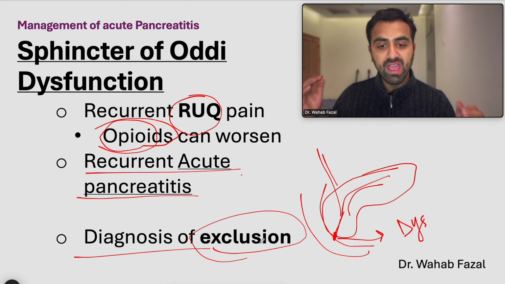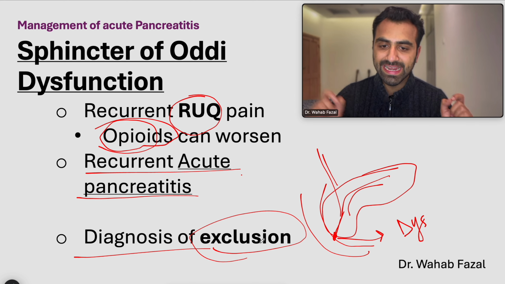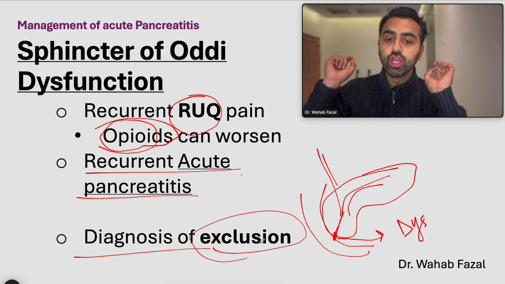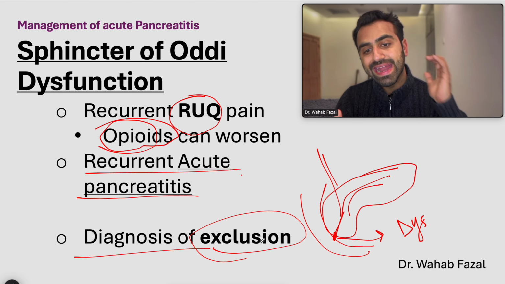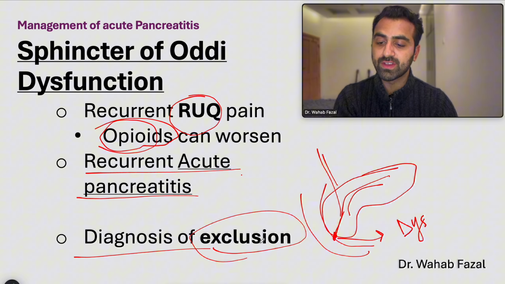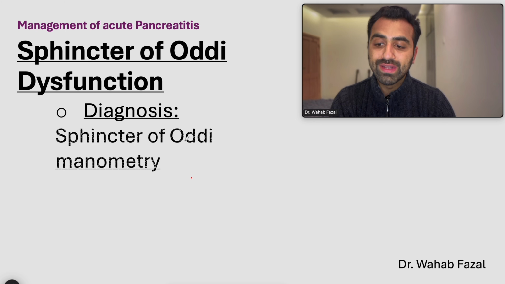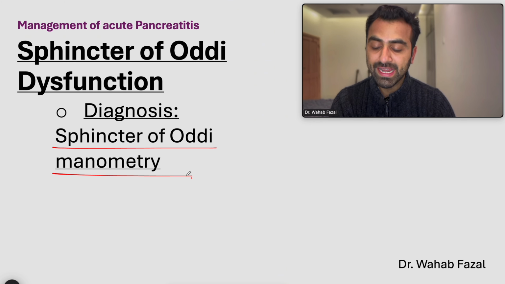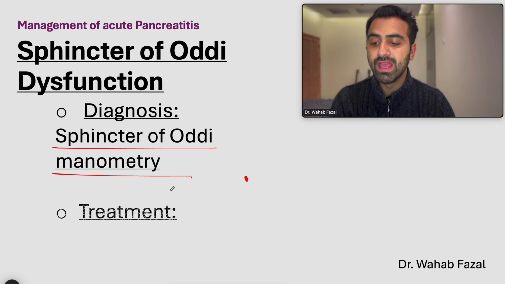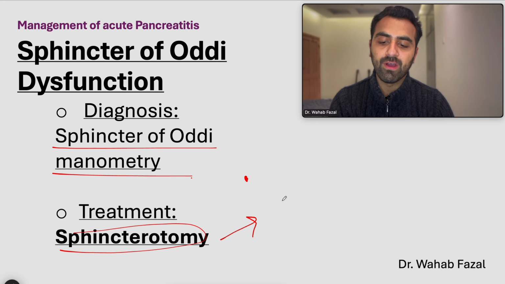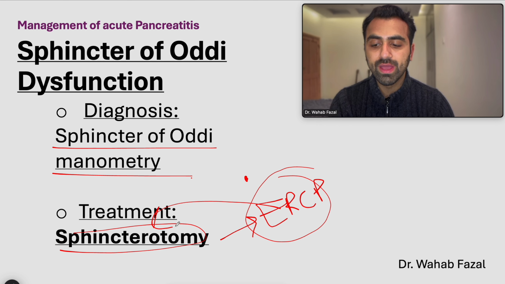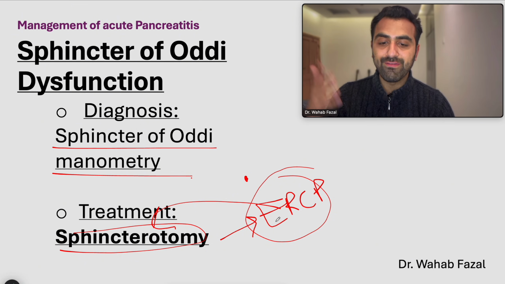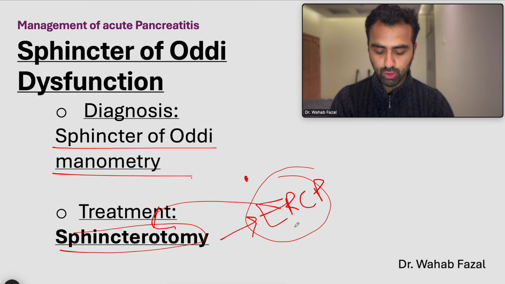This is a diagnosis of exclusion. If someone is getting recurrent acute pancreatitis, you can't just directly say that it is sphincter of Oddi dysfunction. You want to make sure that there's nothing else wrong in the I GET SMASHED causes that we talked about. So this is the diagnosis of exclusion. And then how do you diagnose it? You diagnose it on the basis of sphincter of Oddi manometry. And if you find out that this patient has dysfunctional contraction and relaxation of the sphincter of Oddi, you want to do a sphincterotomy with ERCP, endoscopic retrograde cholangiopancreatography. You want to go in and do a sphincterotomy. This is just an optional thing. I've added it here for the sake of completeness. Not a super high yield thing for the wards, but something you should remember for your exams.